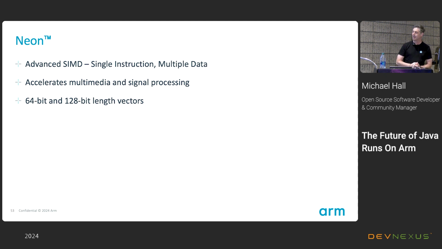So Neon introduced that for ARM chips. It was mostly good for multimedia and signal processing acceleration. That's what it was designed for. And it allowed for either 64-bit or 128-bit vectors.